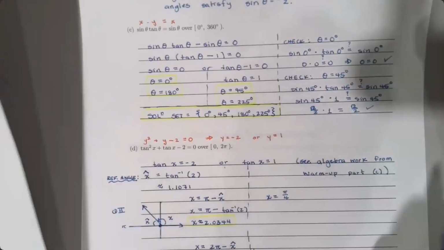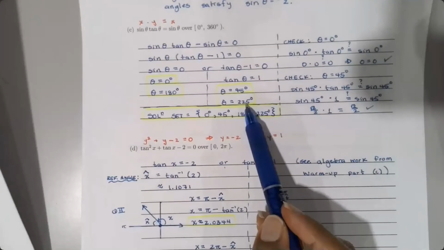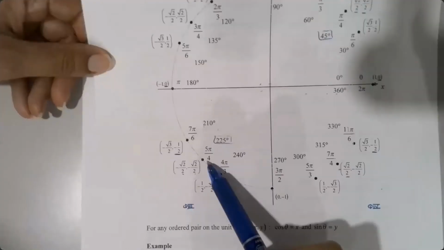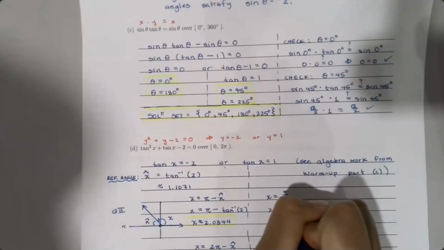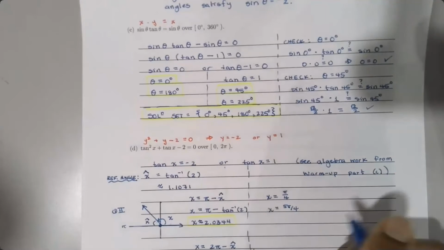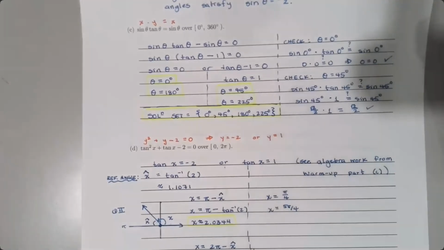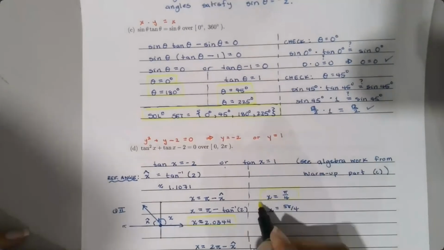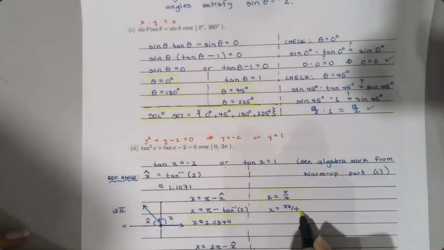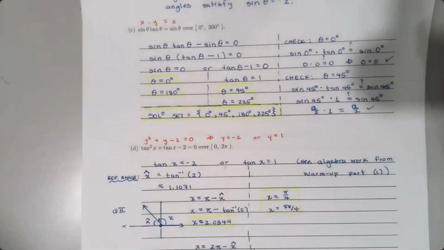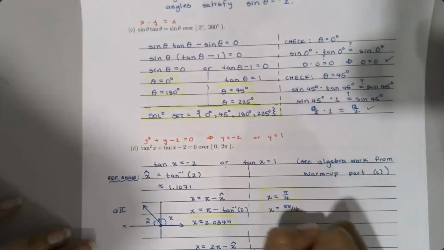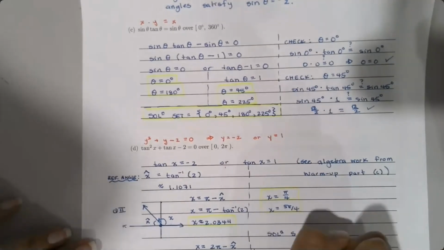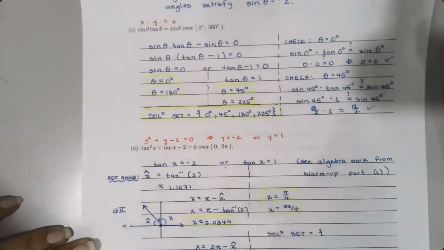The other possibility was when theta was 225. So at 225, we have radians of 5 pi over 4. So those are the 4 answers that we get that satisfy this equation. You can always plug them back in to check. But because of time, I'll let you guys do that on your own.